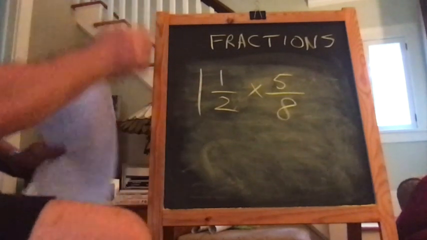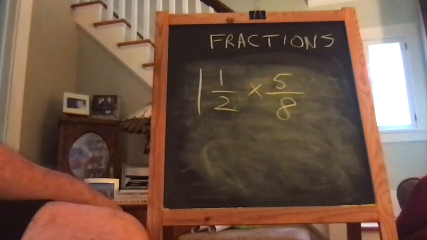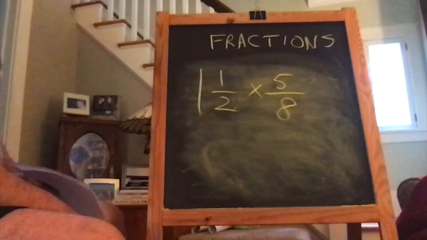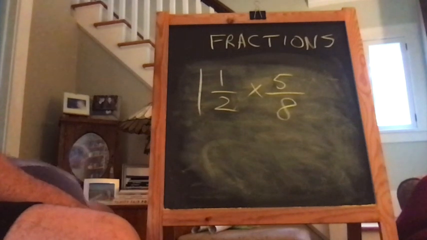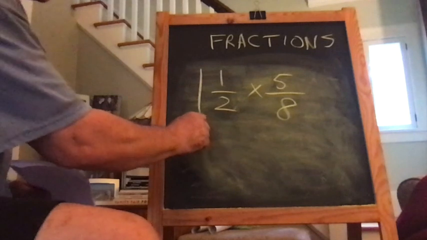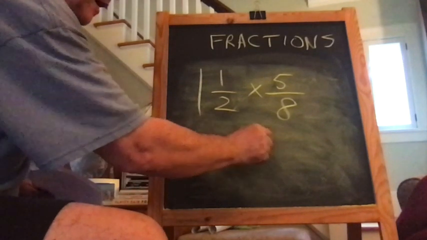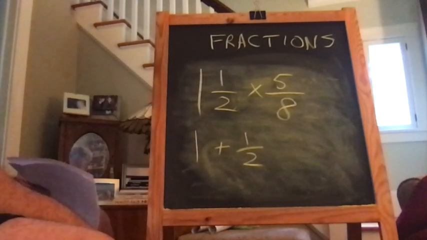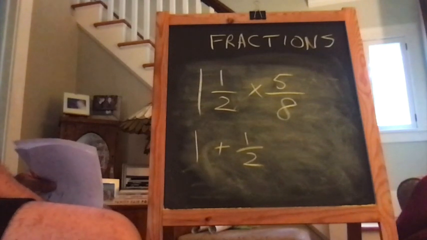All right, so how are we going to multiply our mixed number times our fraction? We have to turn the mixed number into a fraction. Daniel, you can make it into an improper fraction. And how would we do that? Well, 1 and a half is equal to 1 plus a half, right? So we need to turn the 1 into a fraction. What fraction is equal to 1?